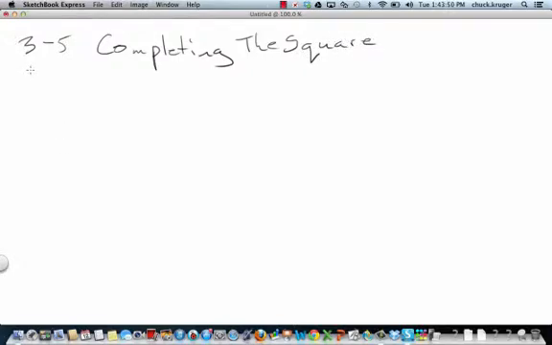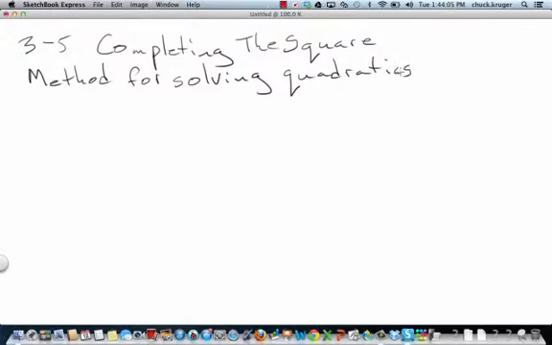Hi, we're looking at section 3.5, completing the square. We're going to walk through what I mean by that. This is going to be a method for solving quadratics. What I mean by solving quadratics is finding the x-intercepts.